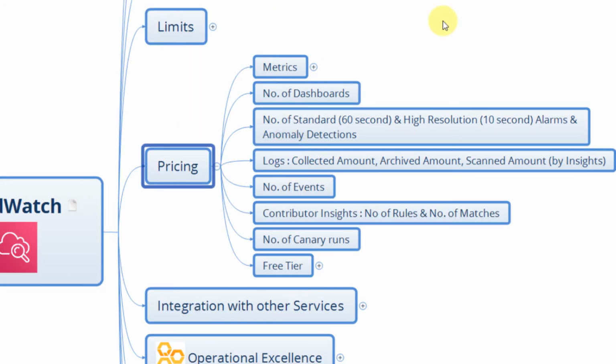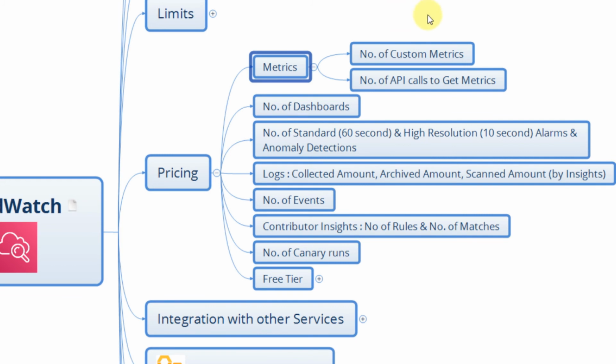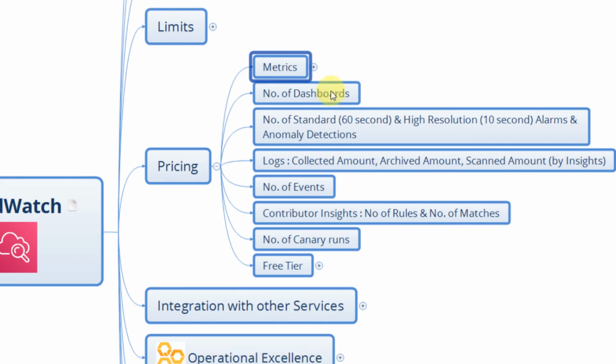Let's look at the key factors for pricing. So for metrics, the number of custom metrics is one factor, and the number of API calls to get metrics is another factor in the costing. The number of dashboards and the number of standard and high resolution alarms and anomaly detections. As for logs, the amount of logs collected, the amount of logs archived, and the amount of logs scanned by Insights, which does analytics, factor into the costing. The number of events handled, and for the contributor Insights feature, the number of rules and the number of matches, the number of canary runs. These are all the factors which add to your costs.